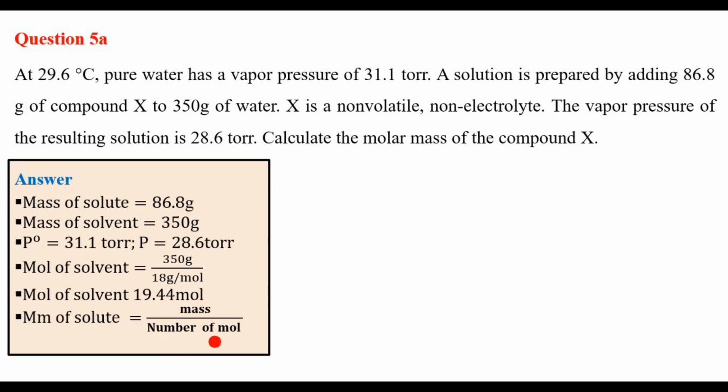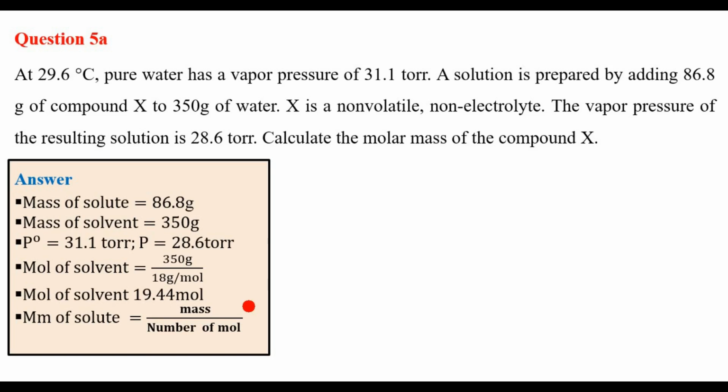So that means if the number of mole is equal to mass over the molar mass, that means the molar mass is equal to the mass dividing with the number of mole. So what do we have? We have the mass of the solid. Yes, it was given as 86.8 gram. This is the mass of the solid we have, but we don't have the number of mole of the solid. For us to get the number of mole of the solid, we should rely on the mole fraction. You can get the mole fraction of the solid.